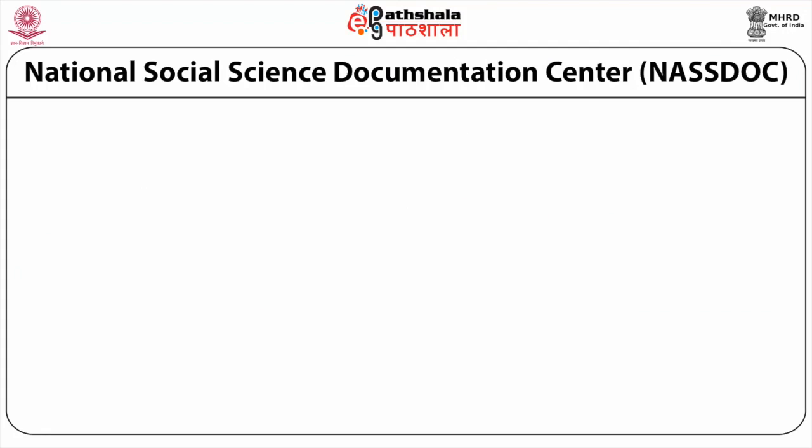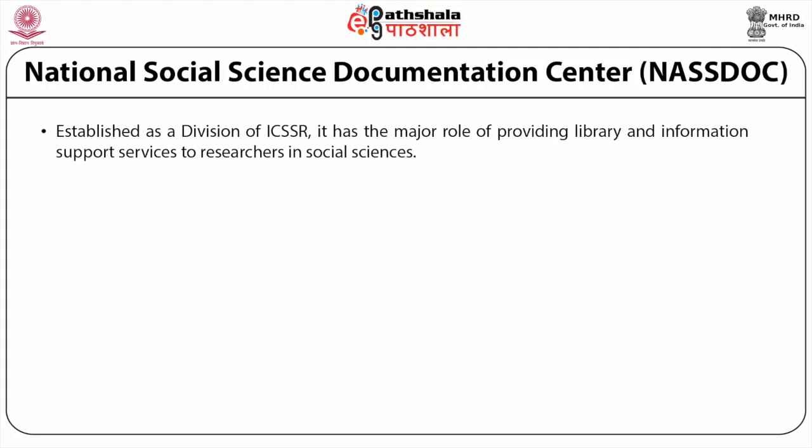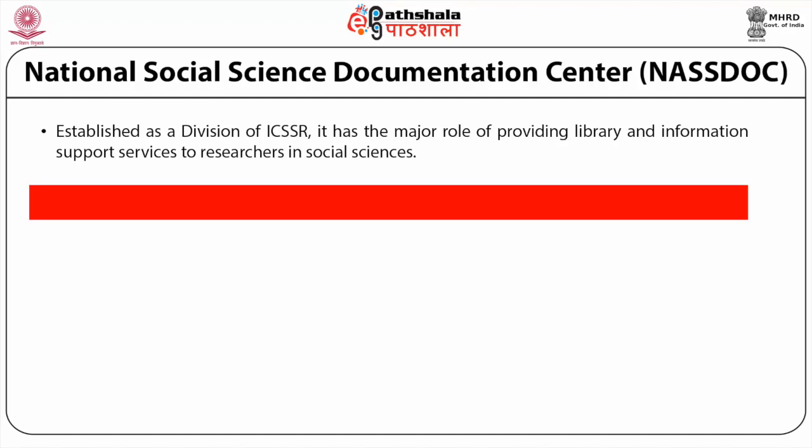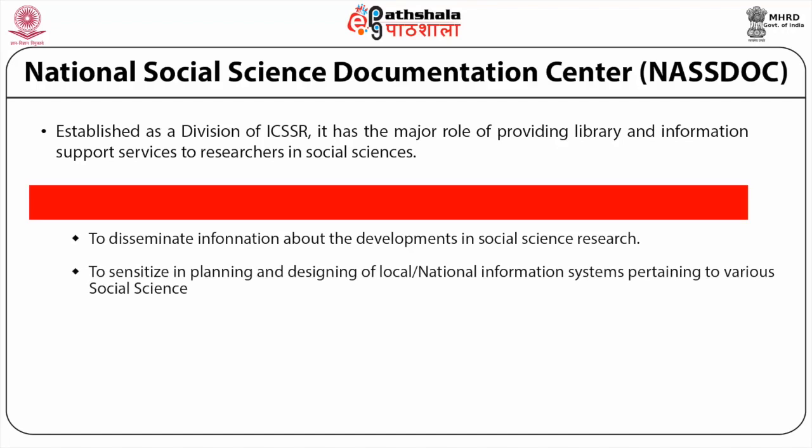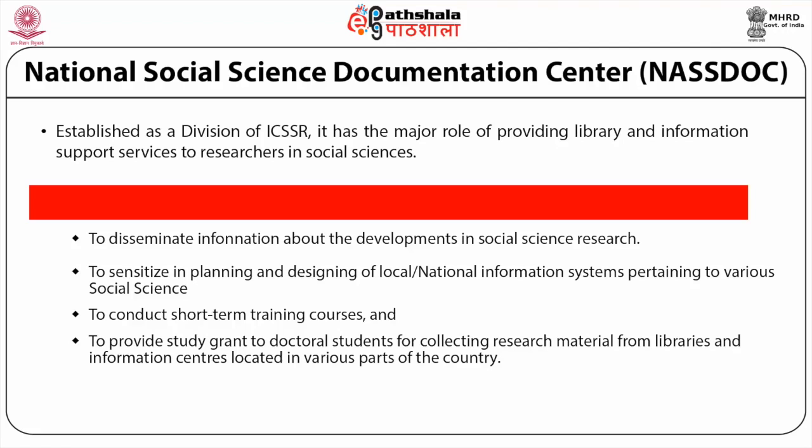National Social Science Documentation Center, that is NASSDOC, was established as a division of ICSSR. It has the major role of providing library and information support services to researchers in social sciences. The main objectives of the center are to disseminate information about the developments in social sciences research, to sensitize in planning and designing of local and national information systems pertaining to various social sciences, to conduct short-term training courses, and to provide study grants to doctoral students for collecting research material from libraries and information centers located in various parts of the country.